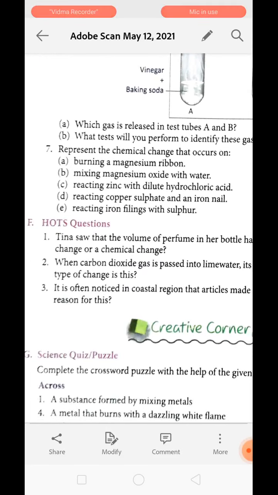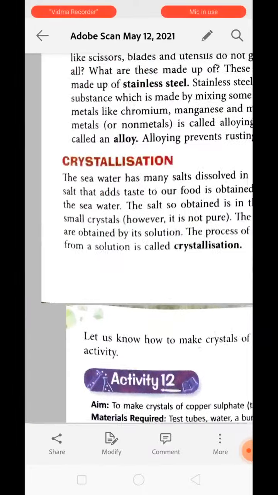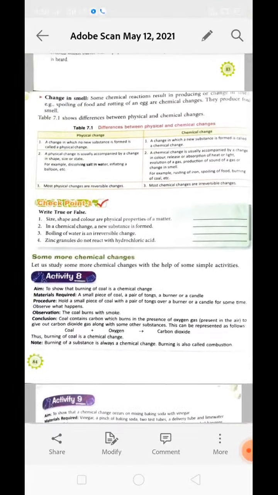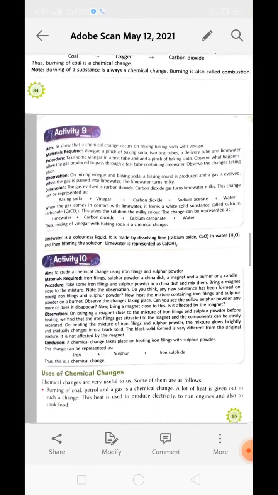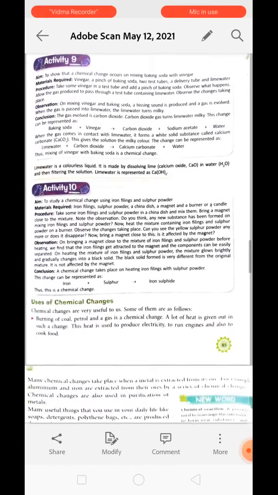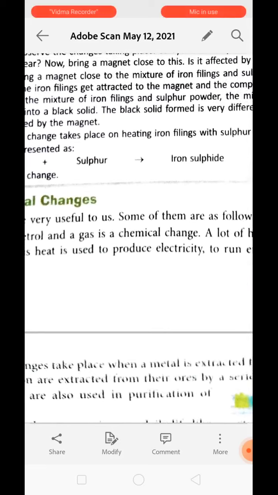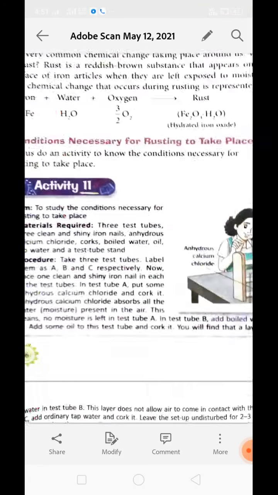D is reacting copper sulfate and an iron nail, and E is reacting iron filings with sulfur. See, this is the reaction for D. Copper sulfate plus iron is equal to ferrous sulfate plus copper. Understood? And what about E, in which iron reacts with sulfur? When iron and sulfur are heated together, they form iron sulfide. This is your answer for D and E.